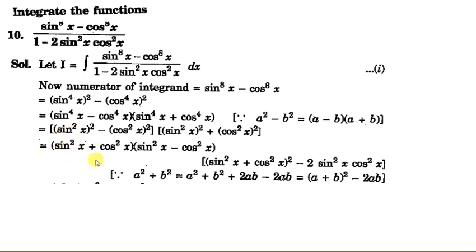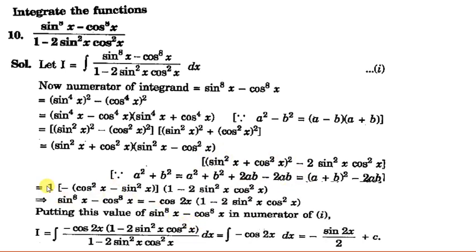This first term becomes 1 using the identity, and this also becomes 1. Then we get minus can be taken common from here, cos square x minus sin square x, and it becomes 1 minus 2 sin square x cos square x. This cos square x minus sin square x becomes cos 2x using the identity. So we get minus cos 2x and 1 minus 2 sin square x cos square x.